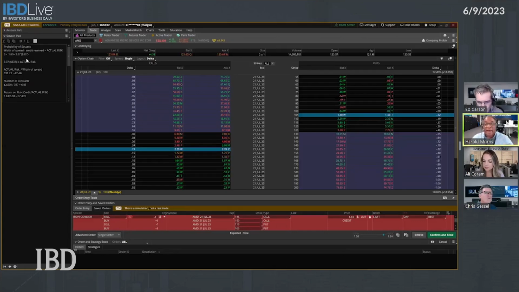Now, to determine the probability of success, we just take the actual risk, which is $337, divided by the width of the spread. That's going to give us a probability of success of 67.4%. I like it when you can get more. Well, I like when this number here is higher than the days to expiration. Don't have an explanation. I just like seeing the numbers that way.